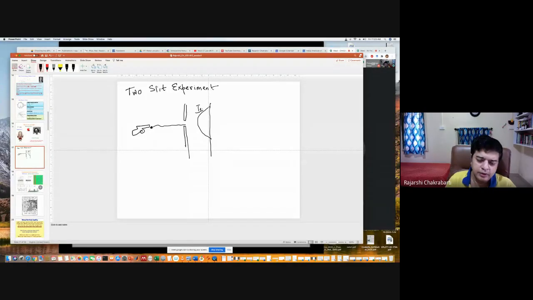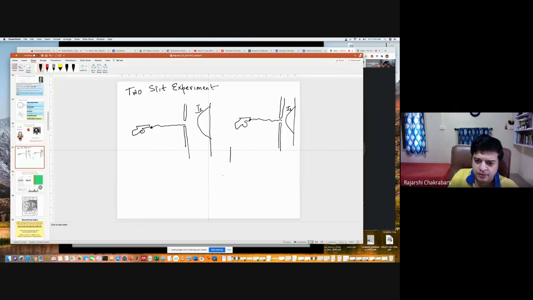And then you can do another experiment with the other slit, and for that you get a distribution like this. This is like I2. Now these are not drawn properly, but that is what I meant.